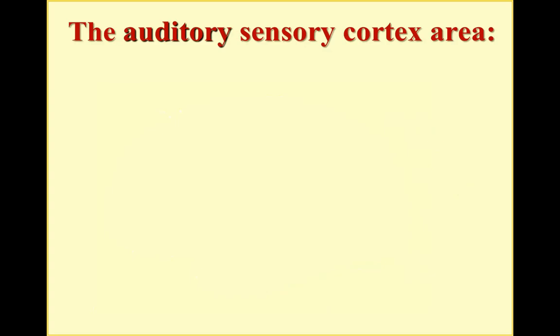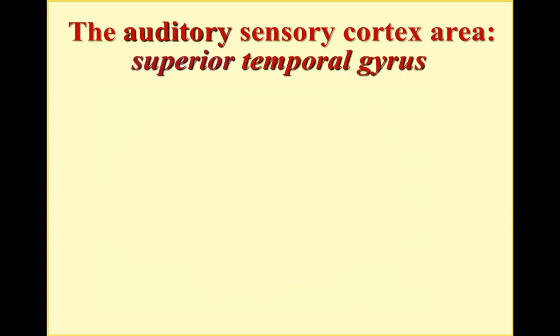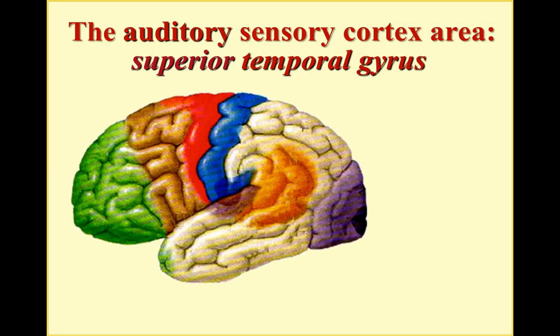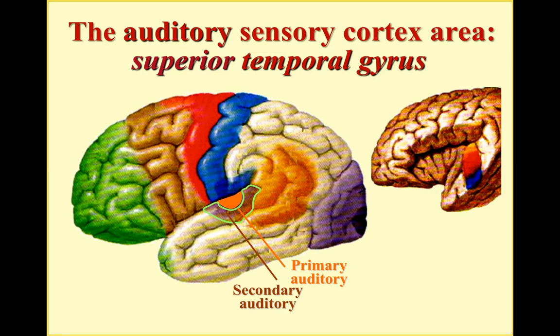Then the auditory sensory cortex area. It's located in the superior temporal gyrus. Not the whole gyrus is occupied by the auditory cortex area. From outside we can see just a little portion, which is mostly hidden from view. The surrounding area is the secondary auditory cortex. But if we open the temporal lobe, you can see it goes deeper into the cortex, and here is the representation of receptors that come from the inner ear.